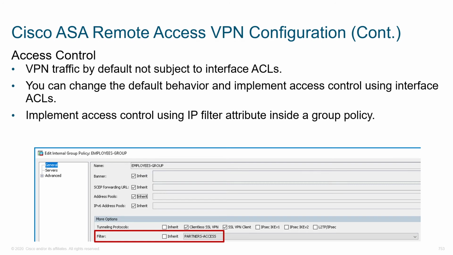So as far as enabling any type of access control in the ASA, it's pretty straightforward. Access control is going to be limited not to interface ACLs, but what we call VPN filters, which are basically access lists that we can assign to individual groups. So here's a group called Employee Group. In the General tab, if you go to More Options, there's Filter. And if Inherit is selected, it's just going to inherit from the default group policy. But if we deselect Inherit, that allows us to make a change. And then for Filter, what we do here is we reference an ACL from a drop-down list.